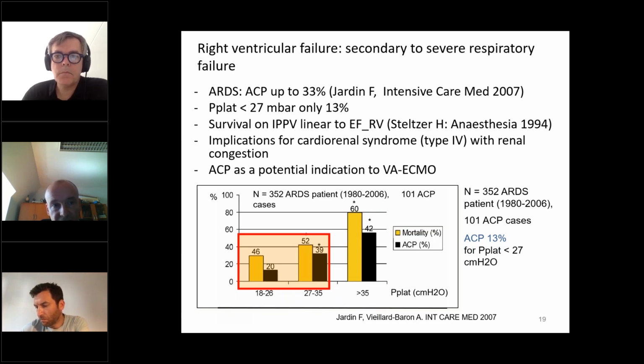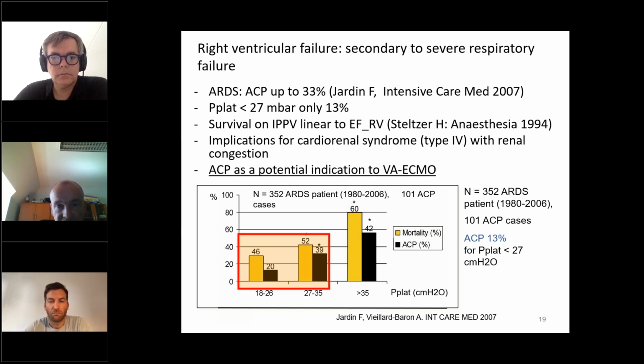It's very important to realize that survival on IPPV, particularly in the most severe forms of respiratory failure, is linear to the ejection fraction of the right ventricle, which has already been presented in historical papers. When you ventilate aggressively, you can actually cause a lot of problems with right ventricular dysfunction and with rates of acute cor pulmonale. With limited plateau pressures, your incidence of acute cor pulmonale comes down, but acute cor pulmonale as a complication of mechanical ventilation could be an indication for VA ECMO, even in a patient who has primary respiratory failure.